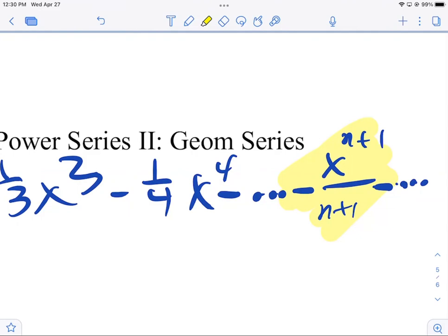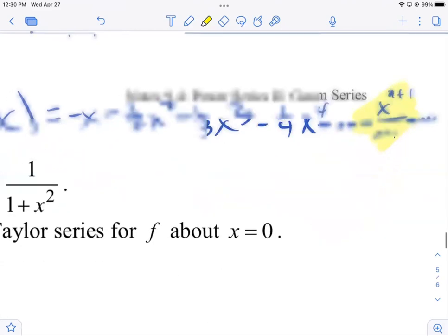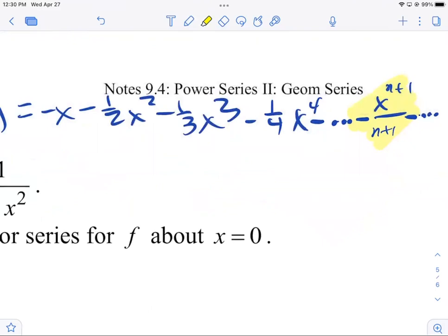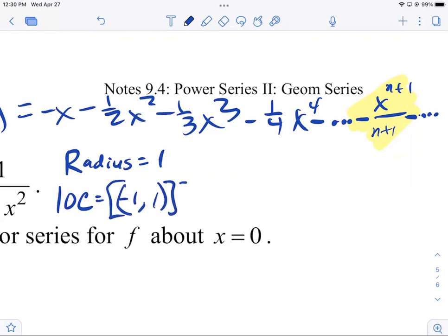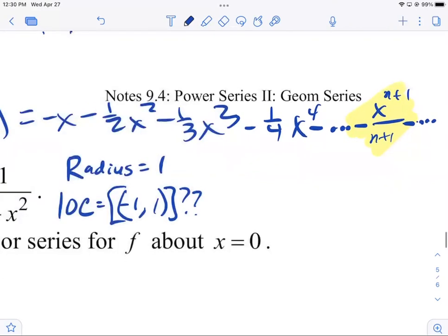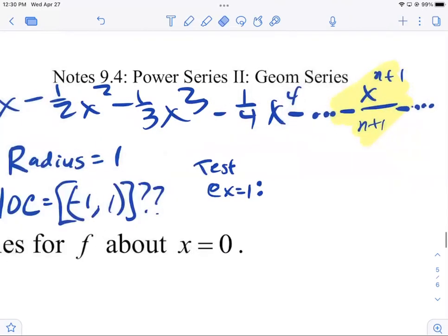Let's write that down. I see a lot of blanks there. We haven't tried out endpoints yet for a geometric series, but because we integrated, we have to check. So let's go ahead and write this out. The radius of convergence is still 1. So the possible interval of convergence, since the center is 0, would be negative 1 to 1 with brackets or parentheses. We'll put a question mark there. So let's go ahead and we'll check it out. Test at x equals 1, because it's easier.